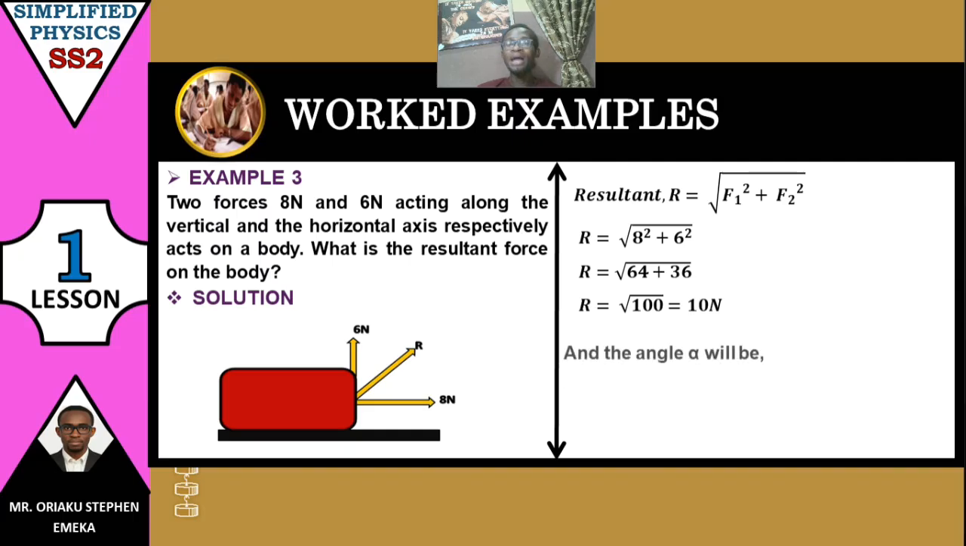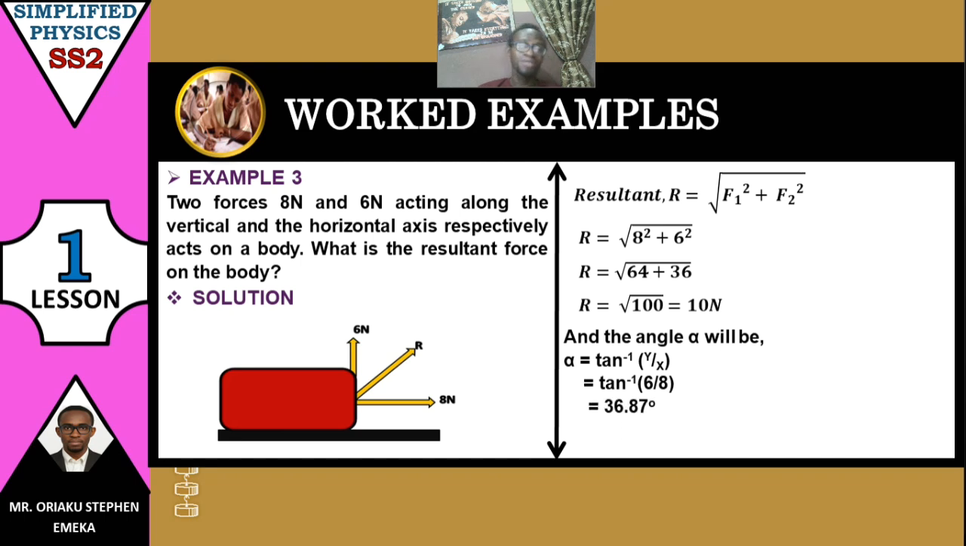Which is going to be 10 Newton. Now, by the time we are done with this, we need to get the angle, because every vector cannot survive only on magnitude. We need to get the direction. Let's say that direction is alpha. So alpha is going to be tan inverse of y over x, so tan inverse of 6 over 8, and that gives us 36.87 degree. So what is our answer? The resultant force is 10 Newton, and the direction is 36.87 degree to the horizontal.